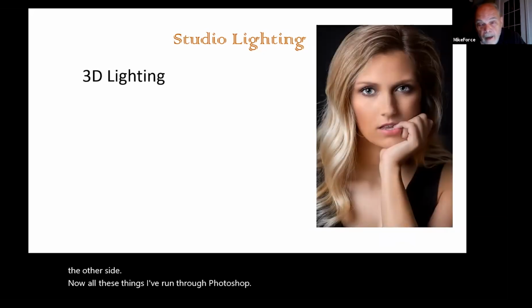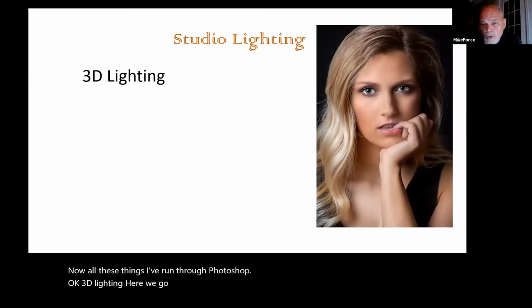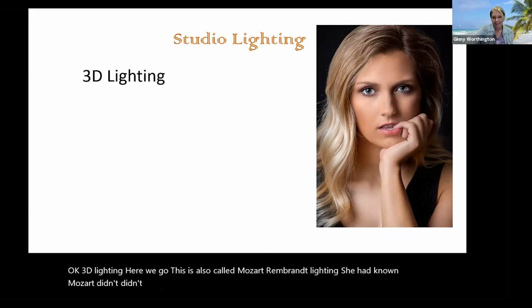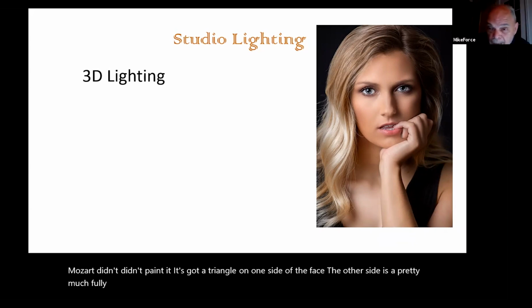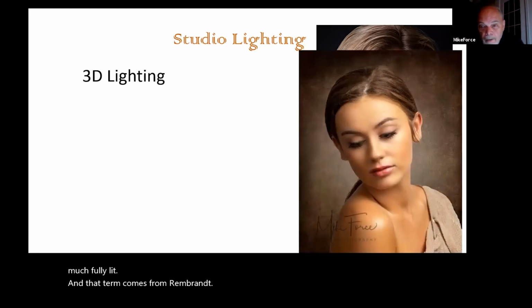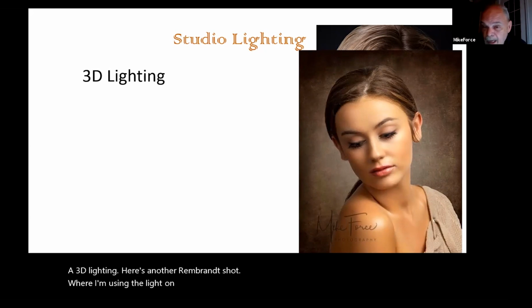Okay, 3D lighting. Here we go. This is also called Rembrandt lighting. No, Mozart didn't paint. It's got a triangle on one side of the face. The other side is pretty much fully lit. And that term comes from Rembrandt. Here's another Rembrandt shot where I'm using the light on my right as my main light, and I've got the power on my left light turned all the way down. No skim light.